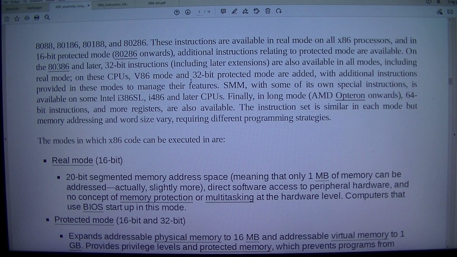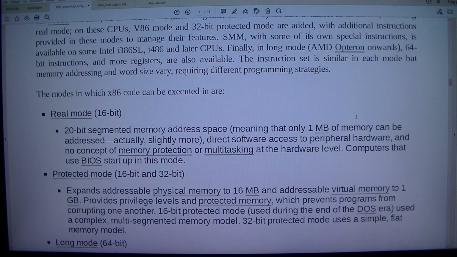X86 mode and 32-bit protected mode are added, with additional instructions provided in these modes to manage their features. SMM, with some of its own special instructions, is available on some Intel i386SL, i486 and later CPUs. Finally, in long mode, AMD Opteron onwards, 64-bit instructions, and more registers, are also available. The instruction set is similar in each mode, but memory addressing and word size vary, requiring different programming strategies.